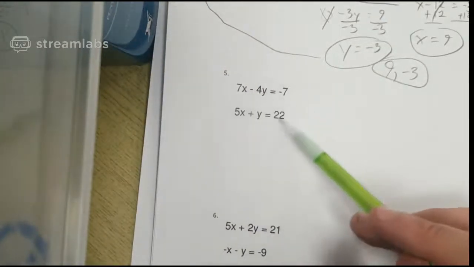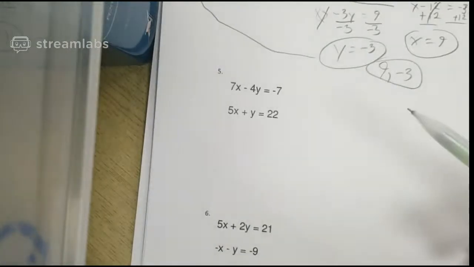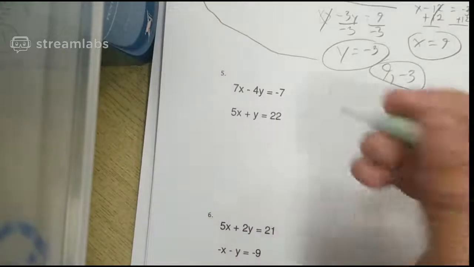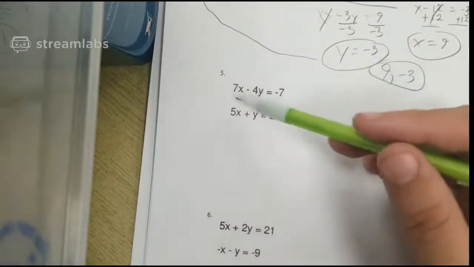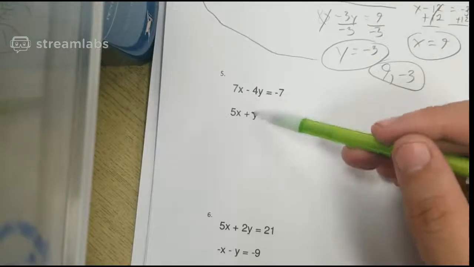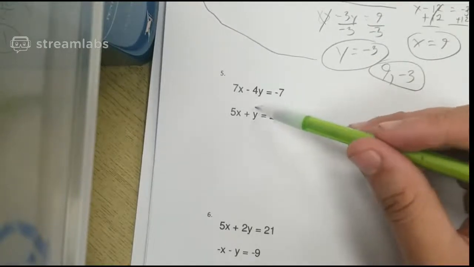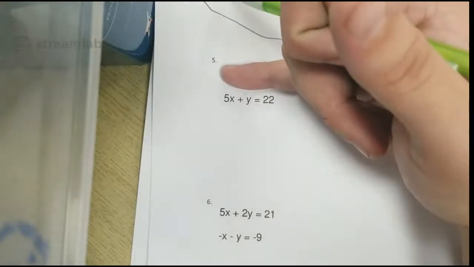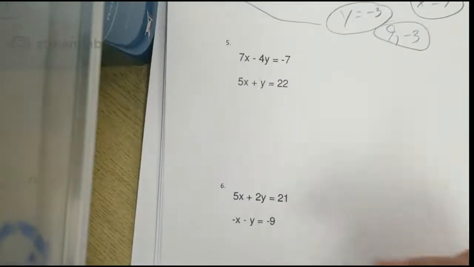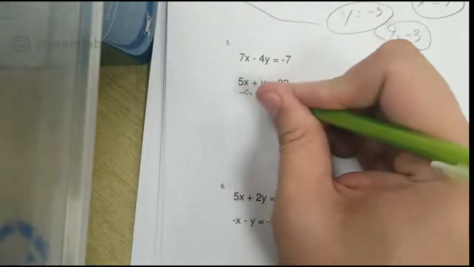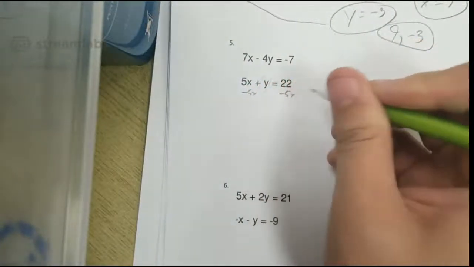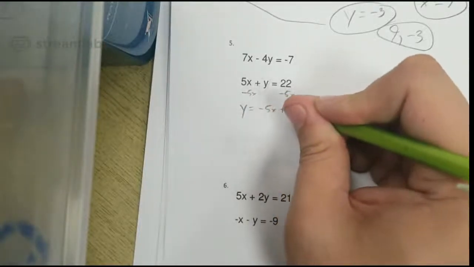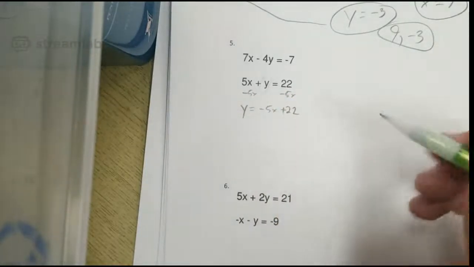This one over here. Okay, so this one I'm going to use a substitution method. Now, why would I use a substitution method? Well, this doesn't line up numbers, this doesn't line up numbers, and I have a y by itself. So what I could do on this bottom one only is subtract 5x on both sides. What does that allow me to do? So it becomes y equals negative 5x plus 22. You could write 22 minus 5x.